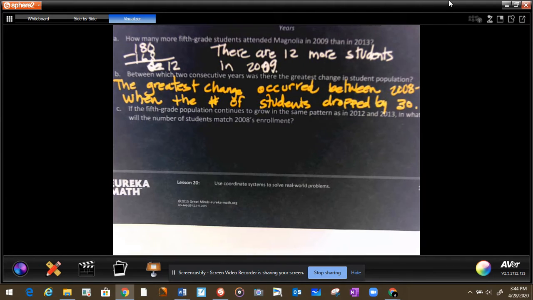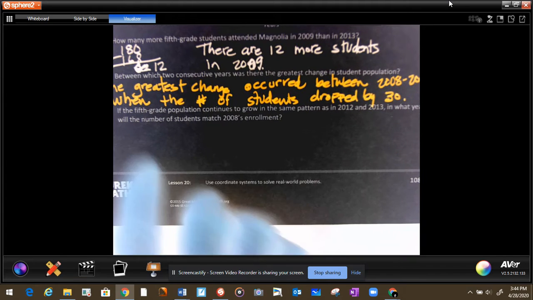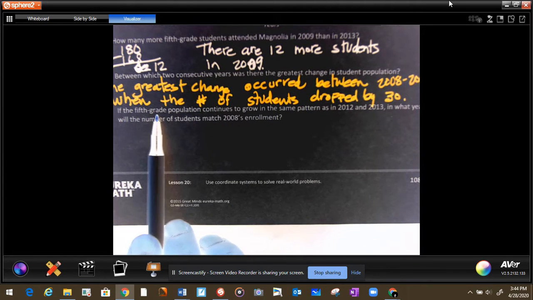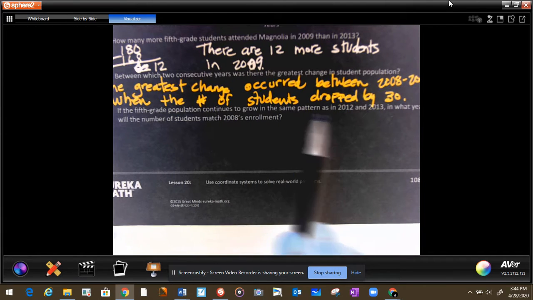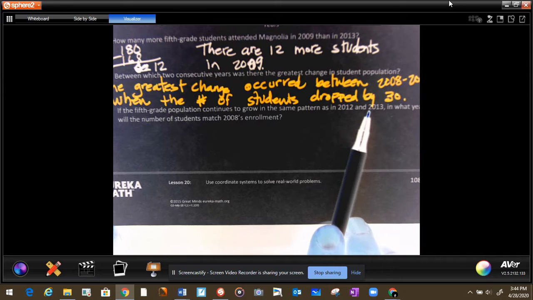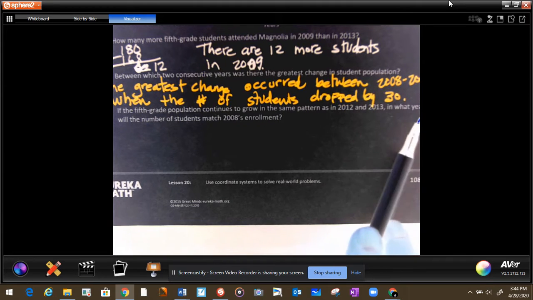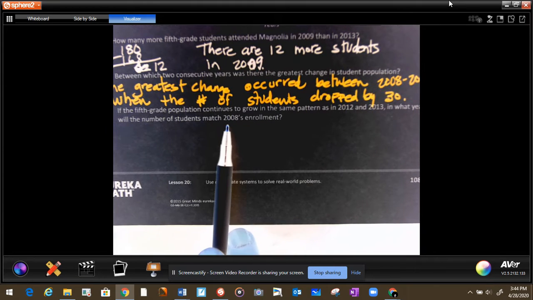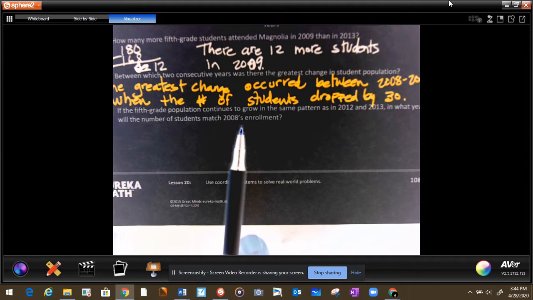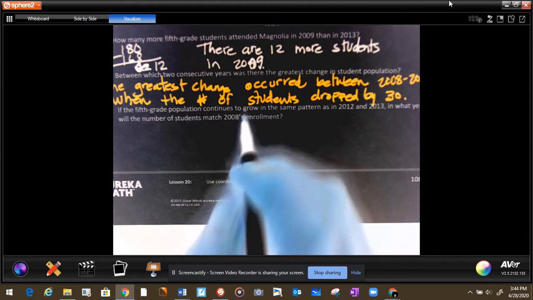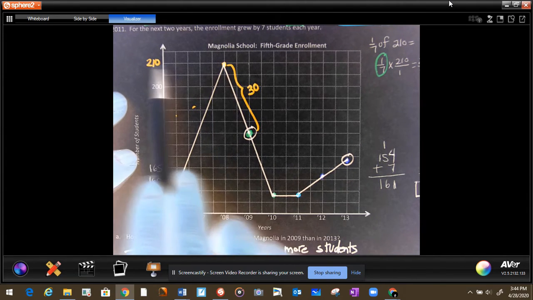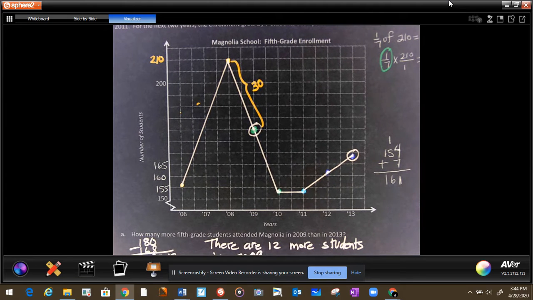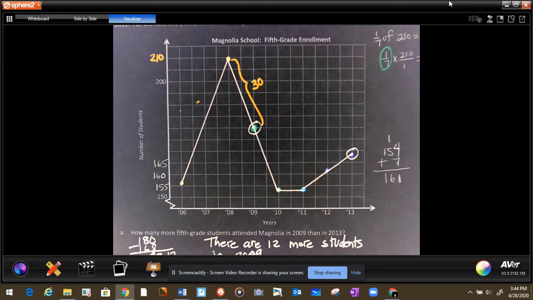Let me see. Can you see it now? Yes, there it is. If the fifth grade population continues to grow in the same pattern as in 2012 and 2013, in what year will the number of students match 2008 enrollments? Okay, so let's find out. First of all, what is 2008 enrollments? Well, 2008 enrollments is 210. So we're going to write the number 210 right there where we are.